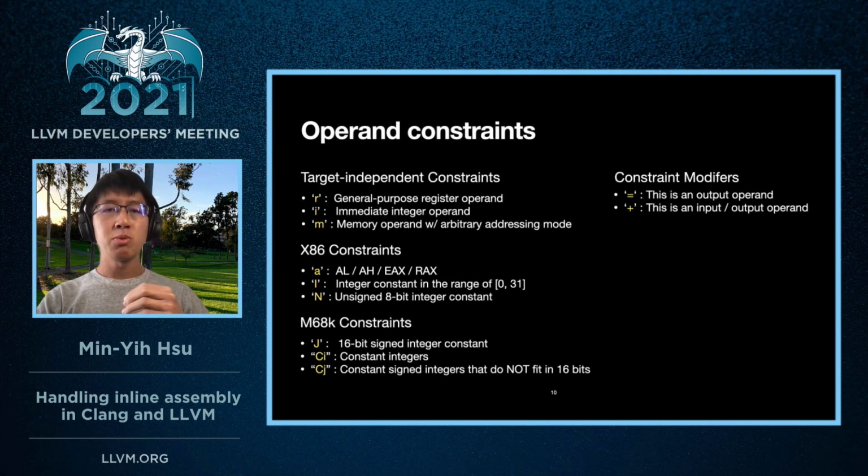And in the previous page, we also saw the equal sign. This is the constraint modifier, telling us that this operand is an output operand. Similarly, plus means that this operand is both an input and output.